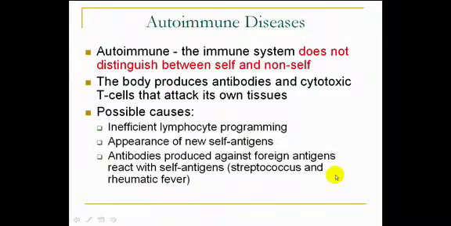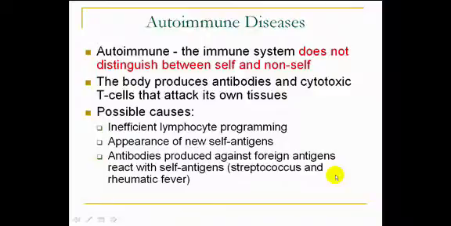A third type of immune disorder is autoimmune diseases. And an autoimmune disease is when your immune system can no longer distinguish between self and non-self, and it basically starts to see your own tissue as foreign for some reason. And so the body will produce antibodies and cytotoxic T cells that start attacking its own tissue. And sometimes it attacks a specific type of tissue, like if it's your joint tissue, it could cause rheumatoid arthritis. Or multiple sclerosis is an example of an autoimmune disease that attacks the myelin sheath of the neurons. Okay, so it can attack different types of tissue.